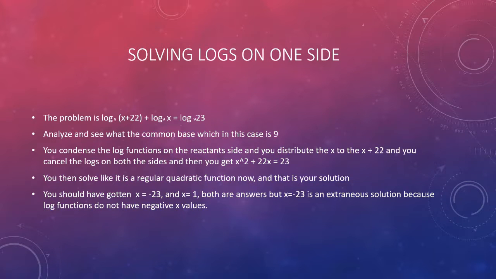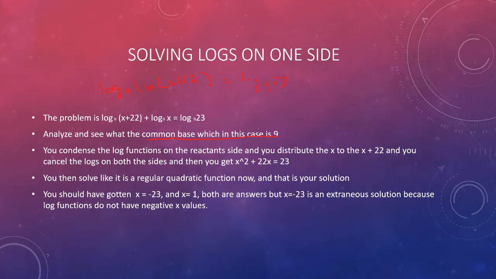So, solving logs on one side. Let's just say the problem is log base 9 of x plus log base 9 of x plus 22 equals log base 9 of 23. First things first, you see if there is a common base. In this case, it's not. You would condense the log functions, which basically means on the left side there will only be one log base 9. So you condense it, and it would be log base 9 of x times x plus 22 equals log base 9 of 23.